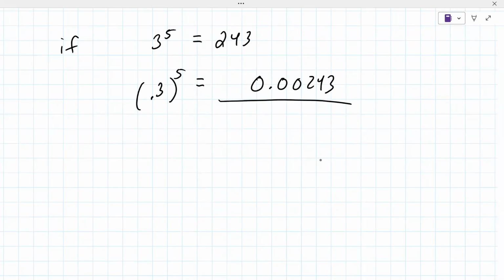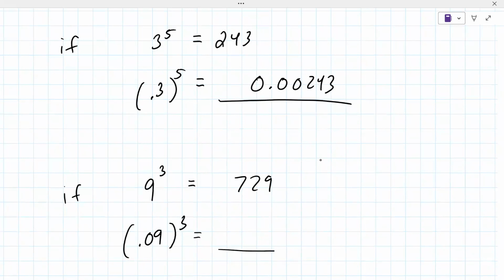All right, so now let's go, if this will be the last one. If 9 to the power of 3 is 729, 0.09 to the power of 3. This is more like the one that you had in your assignment there.